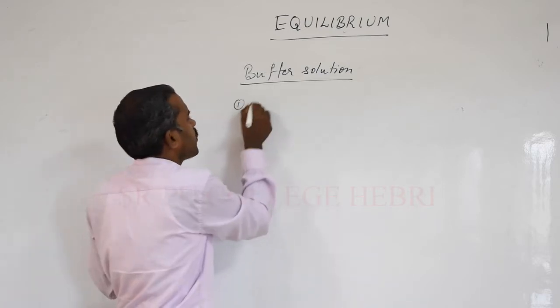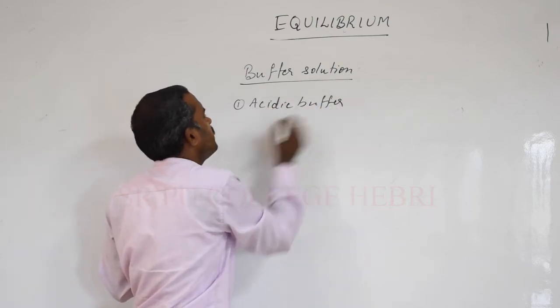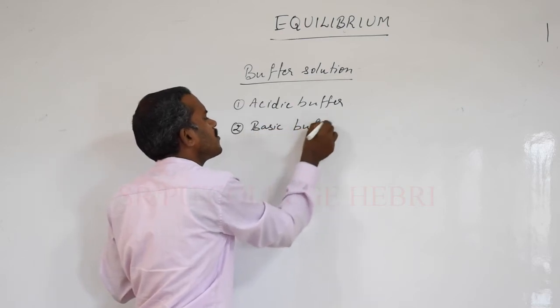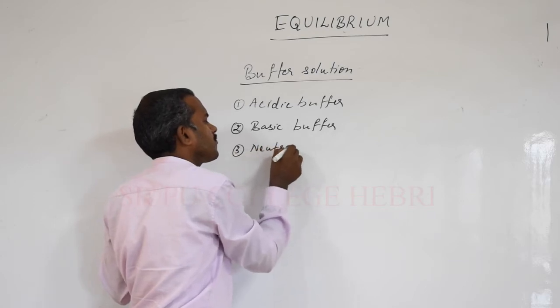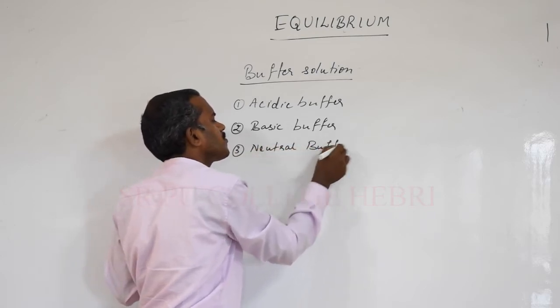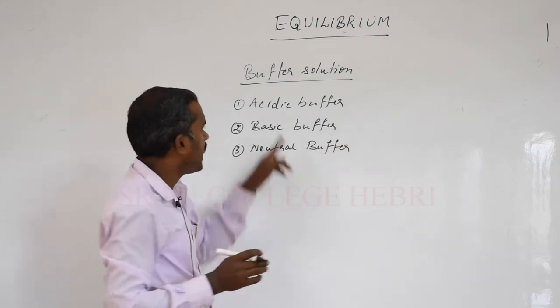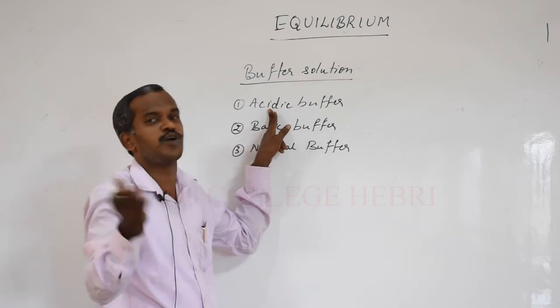Now we have to understand that there are different types of buffers. The first one is called acidic buffer, the second one is called basic buffer, and the third one is called a neutral buffer. Now just understand the composition of these. An acidic buffer will have a weak acid and its salt with a strong base.